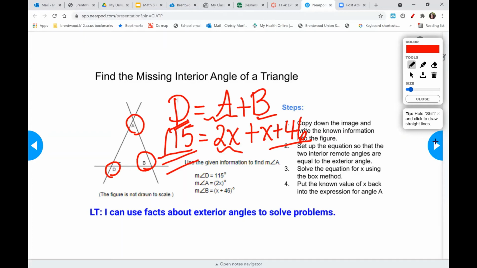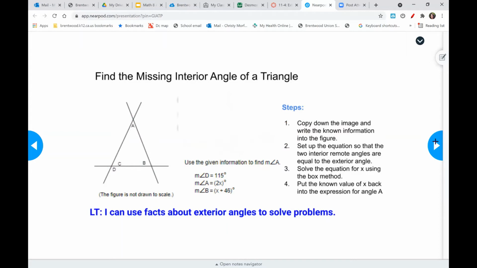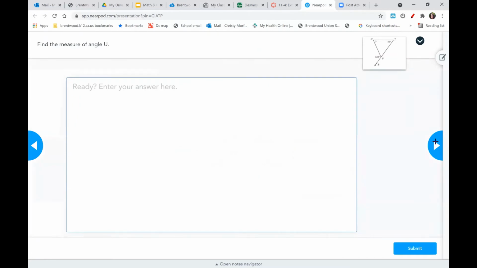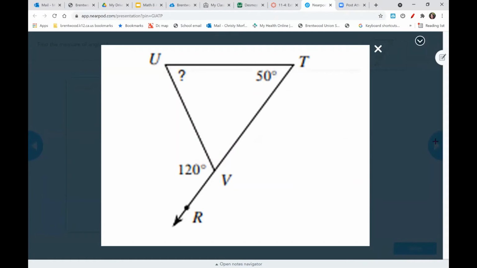So far, none of these slides have been anything that you need to answer. I am going to do a couple with you. Here's the first one. Now we're in the section where there is a problem that you need to answer. There is the picture. If you click in the upper right corner of the NEARPOD lesson, there's a tiny little picture. If you click on it, it gets much larger.